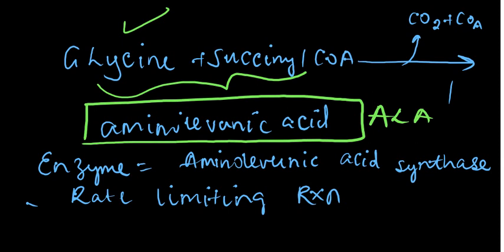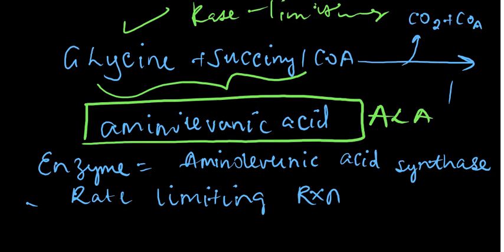Now this is the first reaction of heme synthesis, and being the first reaction, this is the rate limiting reaction. Whenever you hear rate limiting reaction, this tells you that it's at this reaction in heme synthesis where regulation is done. It can either happen or not, or rather it can be inhibited or not. It's at this reaction.